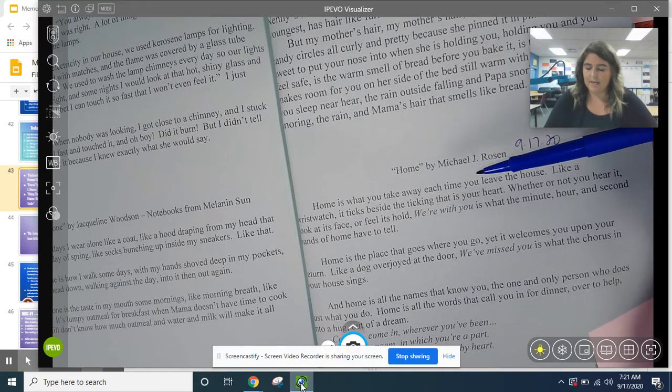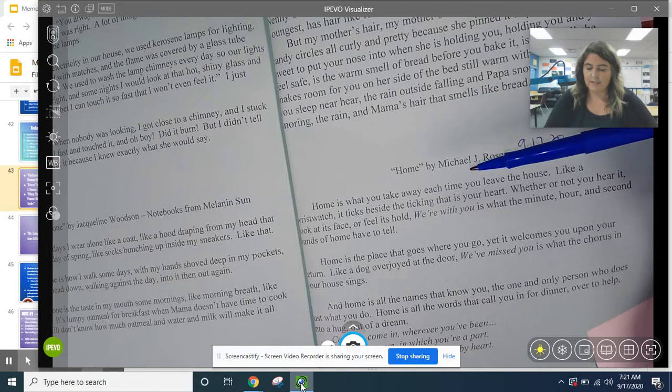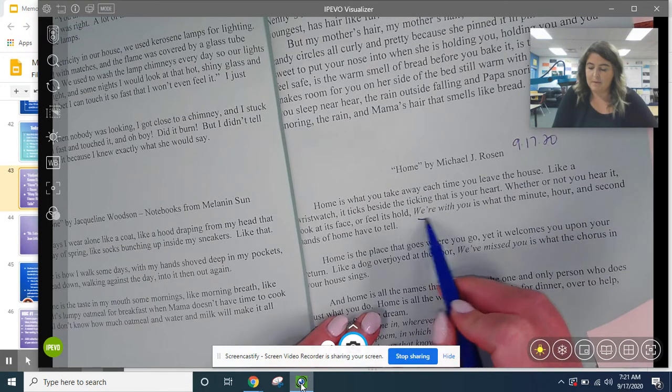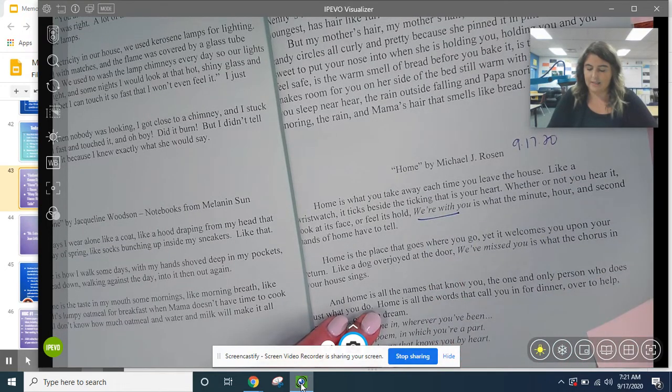"Home is what you take away each time you leave the house, like a wristwatch. It ticks beside the ticking that is your heart. Whether or not you hear it, look at its face, or feel its hold, we're with you, is what the minute, hour, and second hands of home have to tell," right?